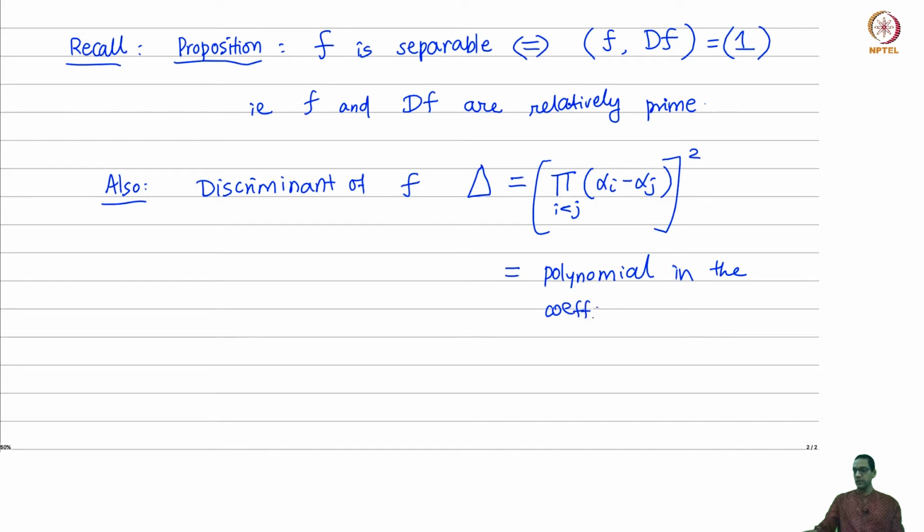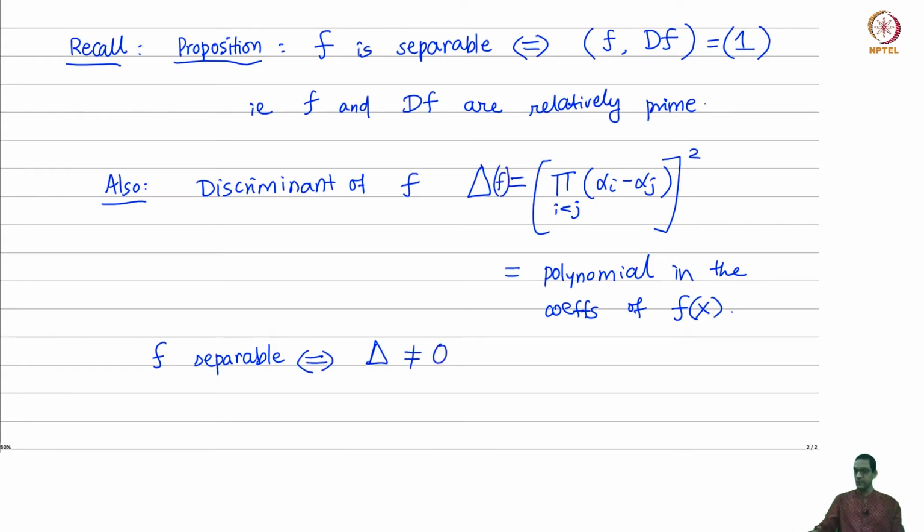It's a polynomial in the coefficients of the given polynomial of x. Okay, and here is the second criterion for separability. Recall f is separable, meaning it has all distinct roots, is the same as saying this discriminant delta does not vanish. Okay, so delta is not 0. And this is delta of f.